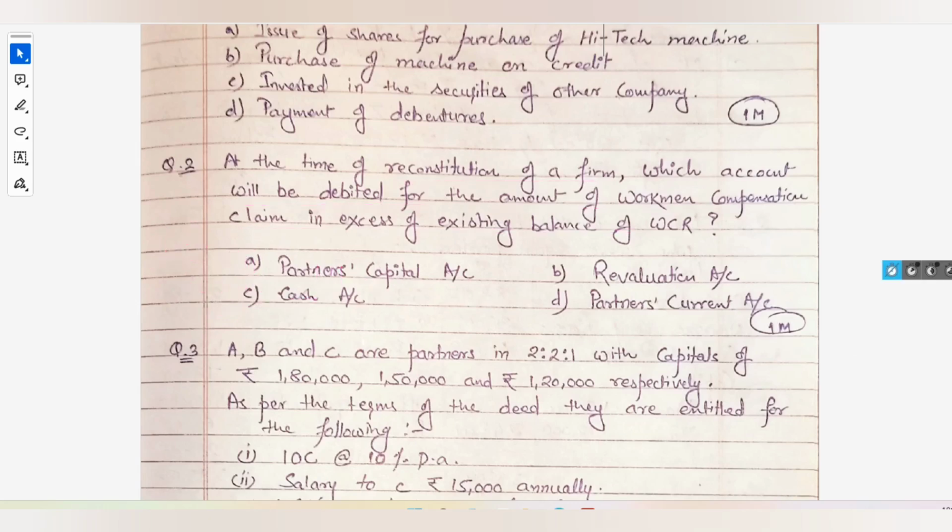So in that case, what will you do for the excess amount? Which account will be debited for that excess amount? The excess amount over the actual amount of workman compensation reserve will be transferred to the debit side of revaluation account. That means the entry will be revaluation account debit to provision for workman compensation claim account. So option B is correct: revaluation account will be debited.